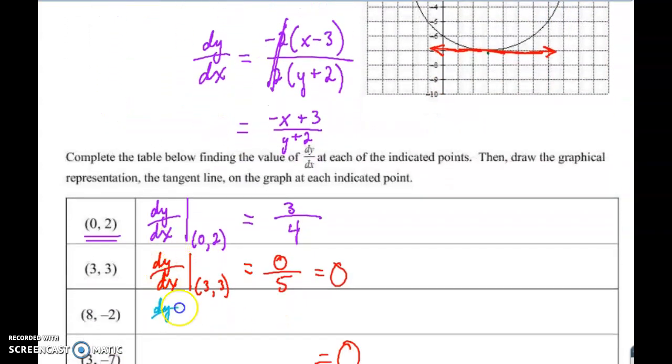So dy dx at 8, negative 2, in this case would be negative 8 plus 3, which is negative 5. Negative 2 plus 2 is 0. And that is your clue that this is an undefined slope. Now, I would hesitate to say that this is a vertical tangent.